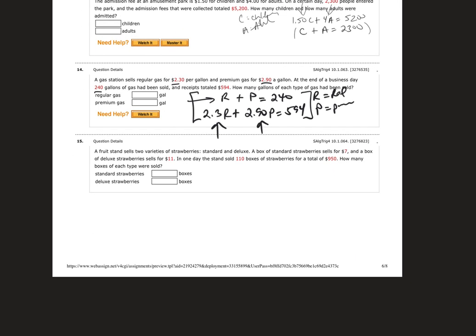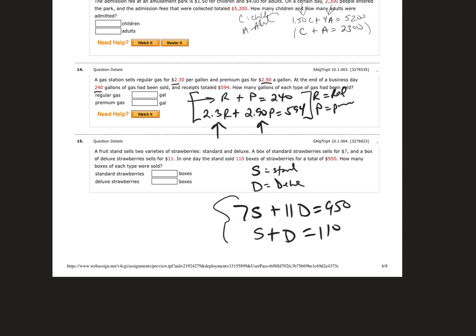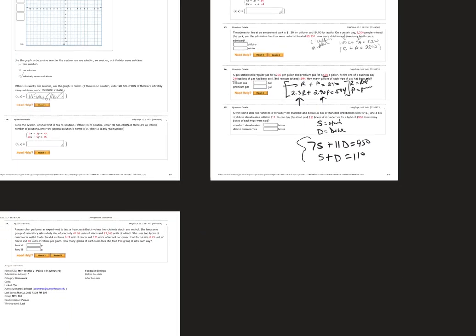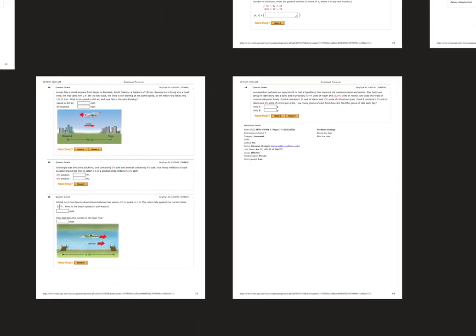Fruit stand, same thing. We have standard strawberries and we have deluxe strawberries. Standard is $7 a box, so $7 for every box of standard, $11 for every box of deluxe, and they brought in $950. And if I add up how many boxes of standard and how many boxes of deluxe, I have sold 110 boxes. Here's my equation, and then I'm going to go ahead and try to figure out how many boxes of standard versus how many boxes of deluxe.